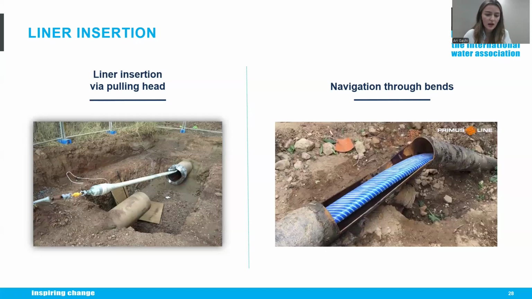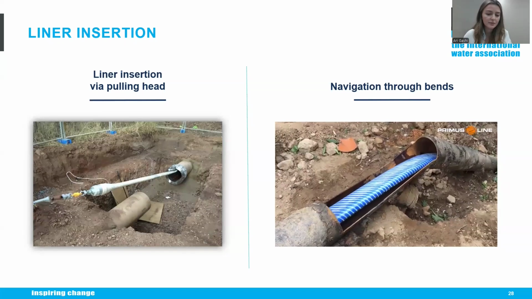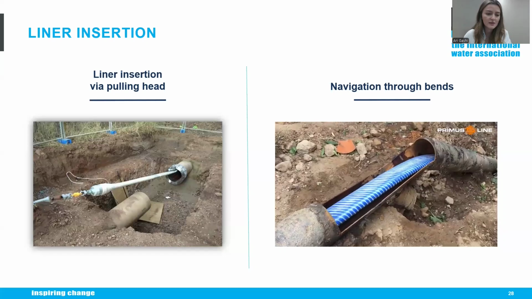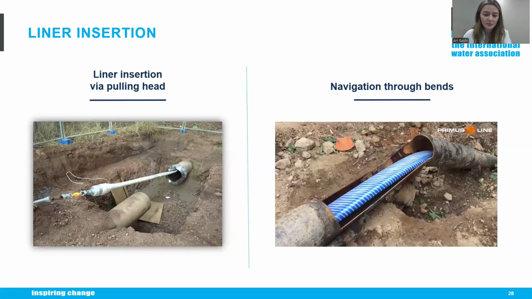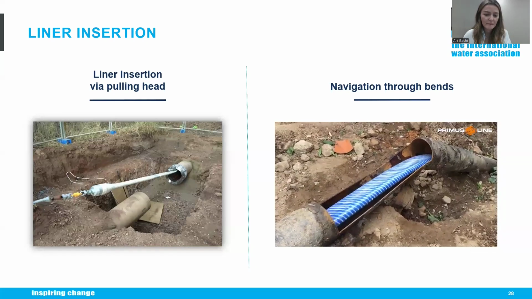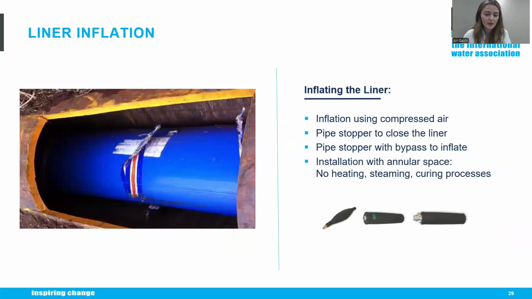Here you can see how the liner navigates through bends without a problem. And once the liner has reached its final position, it is inflated using compressed air at 1 bar. During this process, the folded liner gradually unfolds until it reaches the final circular shape, as you will see right now.